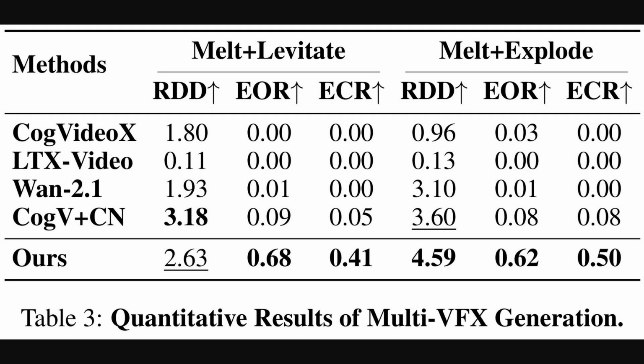This table then details the more challenging task of generating multiple effects at once. The authors used two new metrics for this: effect occurrence rate, which checks if the effect appears at all, and effect controllability rate, which measures if it appears in the right spot. The results are pretty dramatic. The other methods, like CogVideoX and WAN 2.1, score close to 0 on both of these key metrics. They just can't handle the task. In stark contrast, the proposed model achieves much higher scores, showing it can successfully generate and control multiple effects simultaneously.